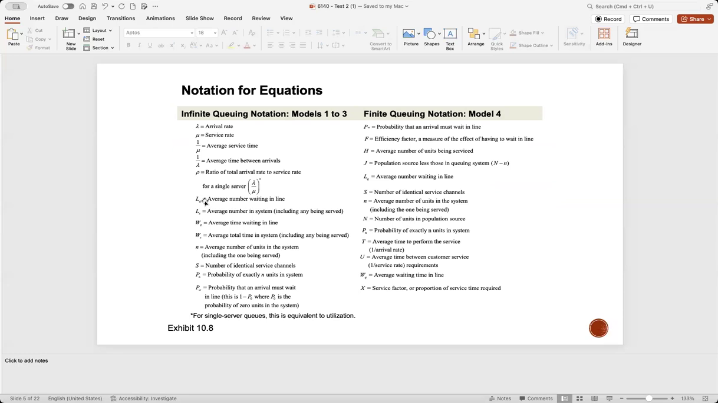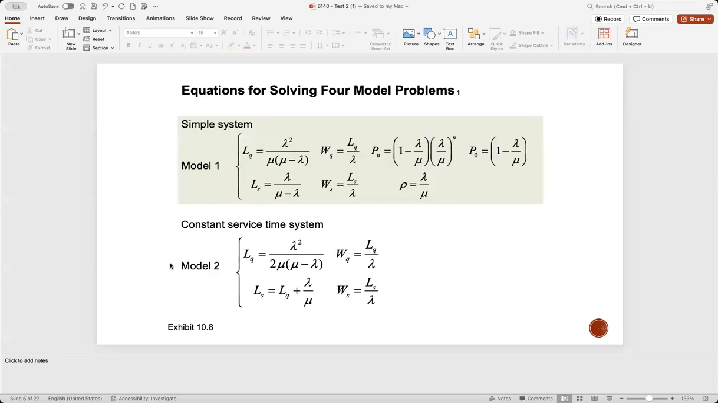We probably need to understand the LQ, LS, WQ, WS. And sometimes, like for the homework, we also need to consider the probabilities. What if there are more than 4 units within the system, or other probabilities here? And all the formulas you may need to use actually come from here. So how to calculate LQ, LS, WQ, WS, and P.